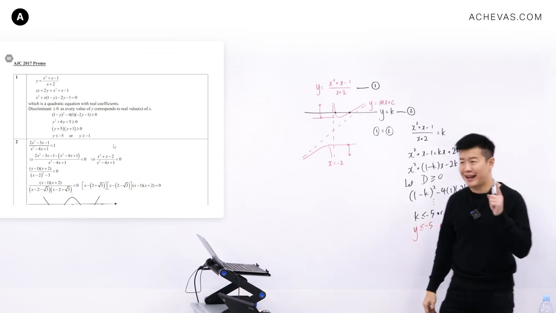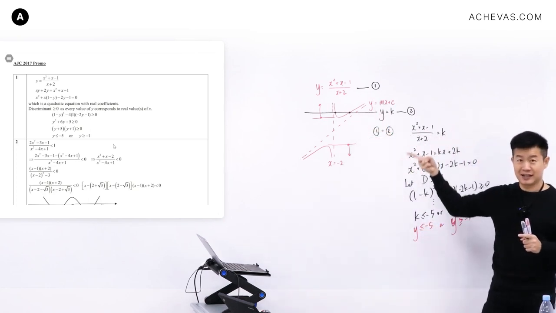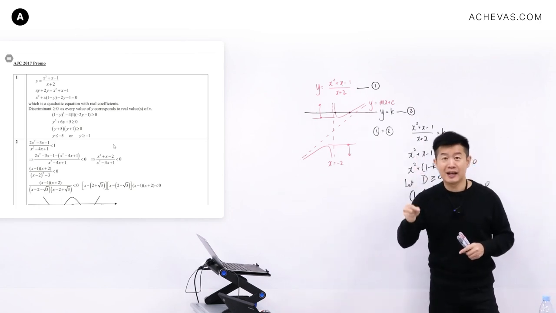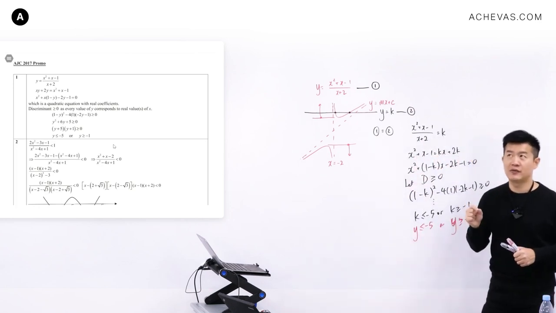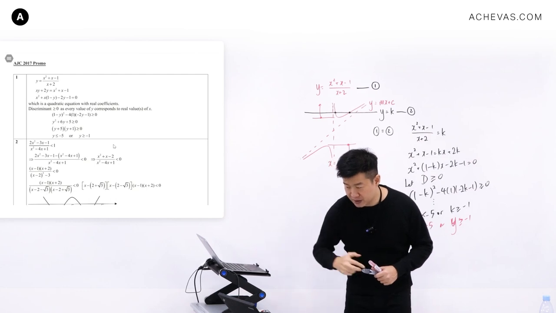There was a school that has asked, NYJC has asked something like this before. But instead of finding the set of values that y can take, NYJC asked for the set of values that x can take. If they ask for the set of values that x can take, then you use a vertical line.